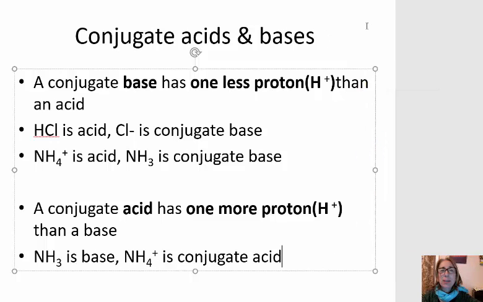So conjugates are just on the right-hand side of the arrow when we write out our acid-base reaction, and the acid will always have 1 more proton than the base. So the acid will have 1 more hydrogen in the formula and have a more positive charge by 1 than the base.